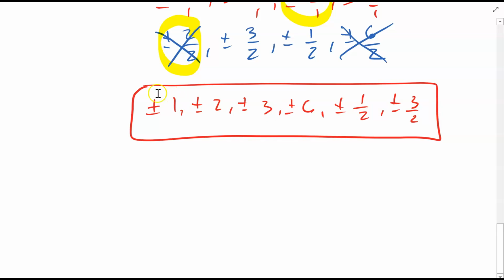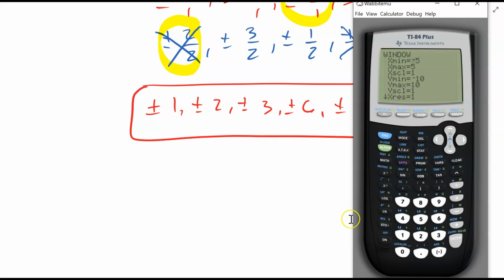What's the smallest number on this list? It's not a half, because everything has a plus or minus associated with it. There's something smaller than negative 1/2, negative 6, right? What's the largest number on this list? Positive 6. So that's what I'm going to set my x min and x max at.